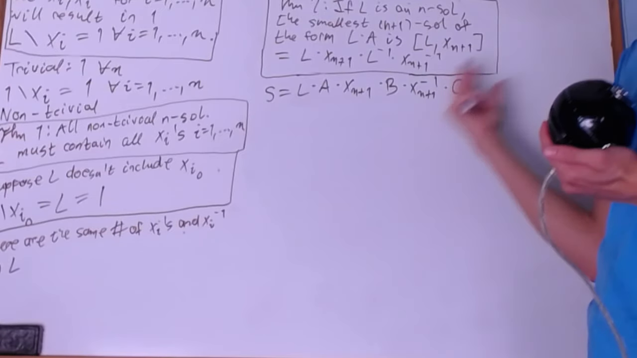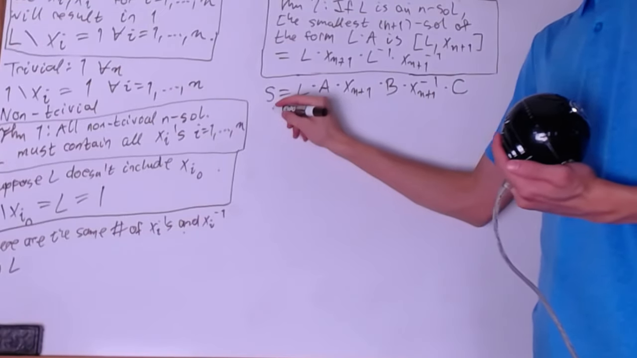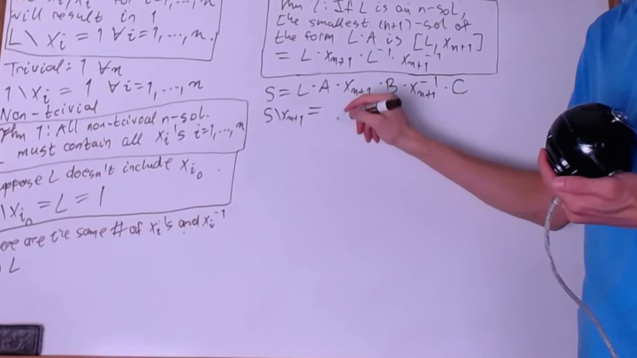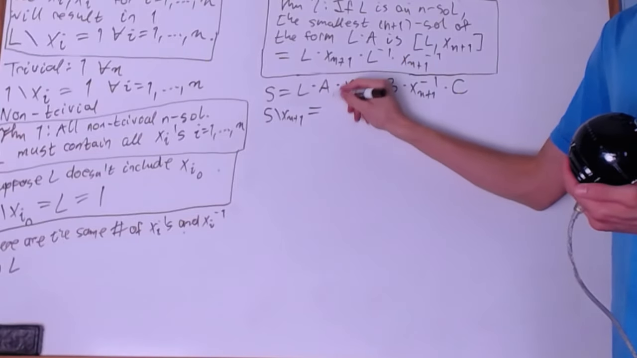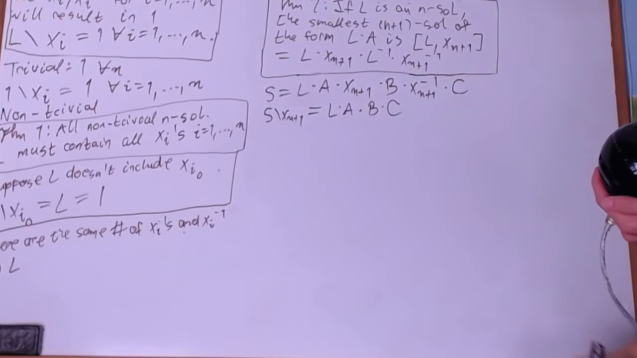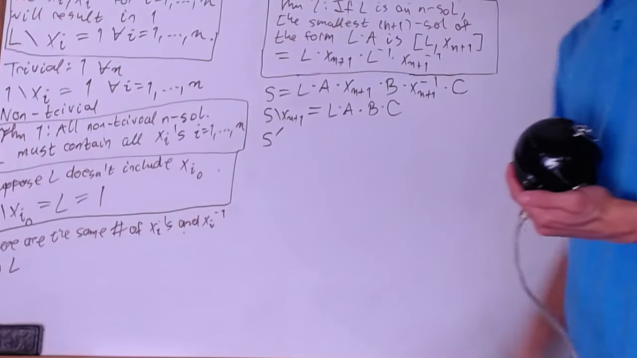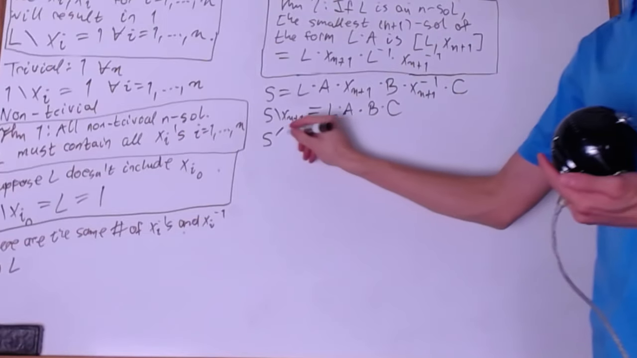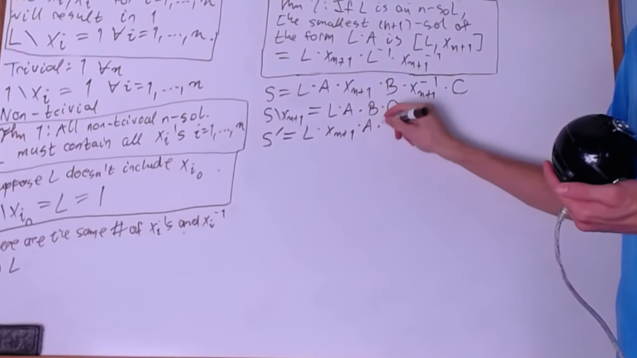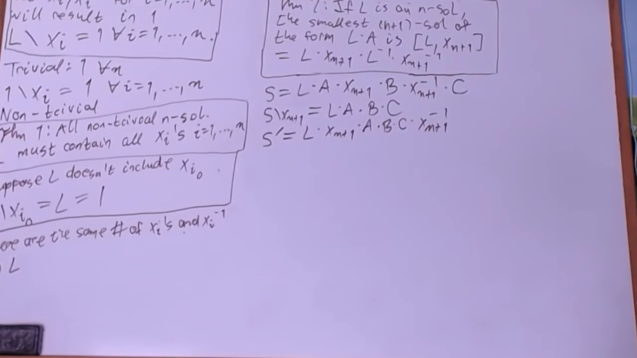Now this is a lot simpler than what we had before, but it's not the simplest form I can put it in. Let's first acknowledge that S removing xn+1 is going to be equal to L stays the same, A stays the same, that goes away, B, that goes away, times C. So it's L times A times B times C. Now we can reduce this even further to a solution I'll call S prime, which is equal to L times xn+1 times A times B times C times xn+1 inverse.